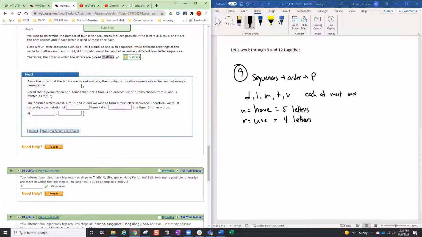Since the order that the letters are picked matters, the number of possible sequences can be counted using a permutation. Recall that a permutation is that, yep. The possible letters are D, L, M, T, and V, and we wish to form a 4-letter sequence. Therefore, we must calculate a permutation of 5 items taken 4 at a time. What we have is 5, and what we use is 4 letters. In other words, this is P of 5, 4.